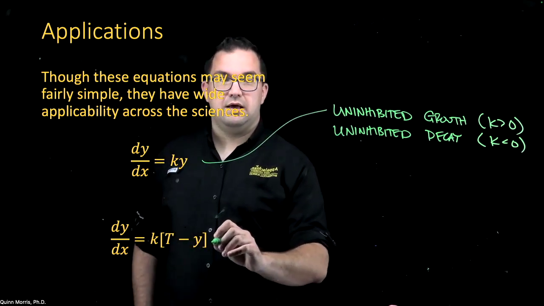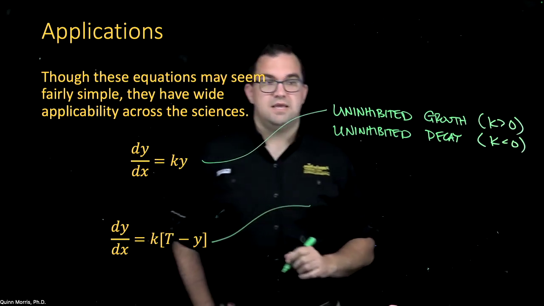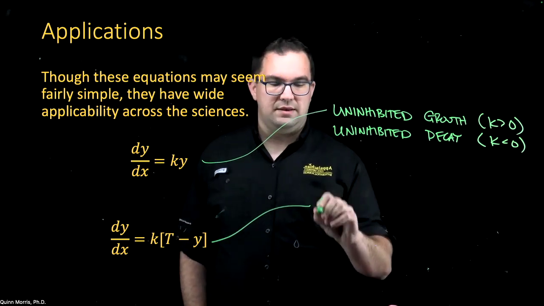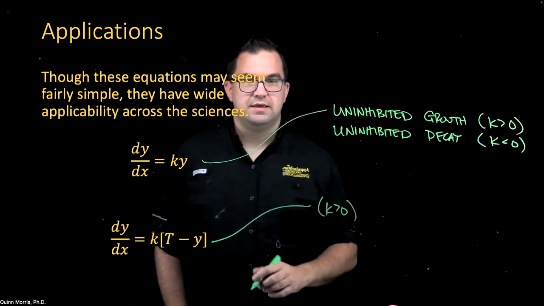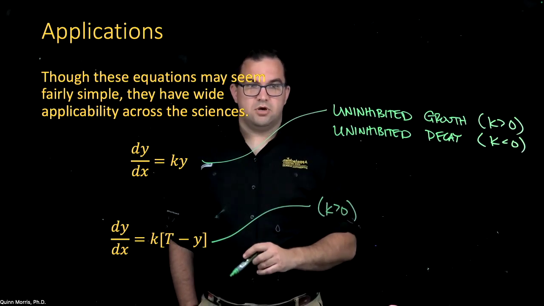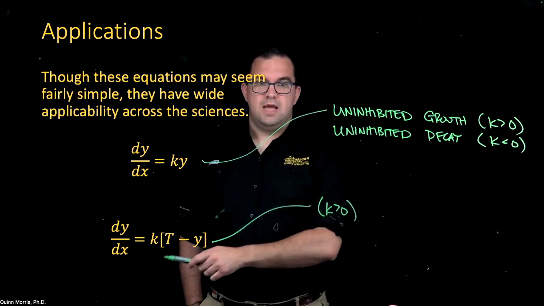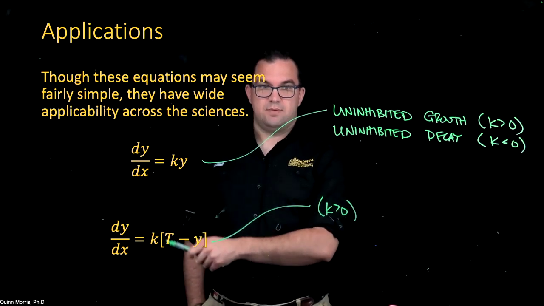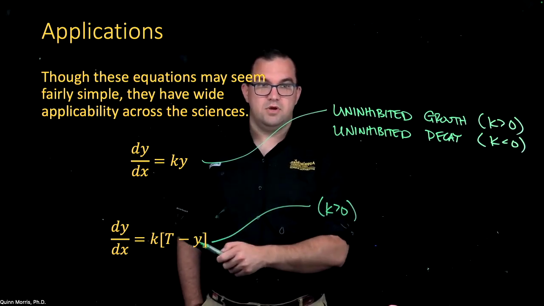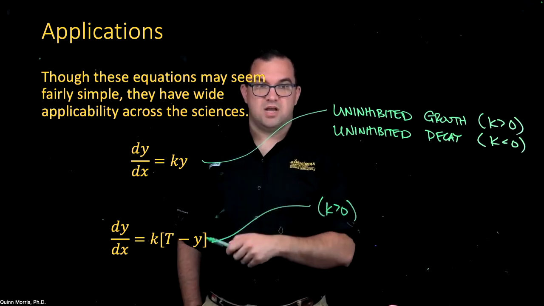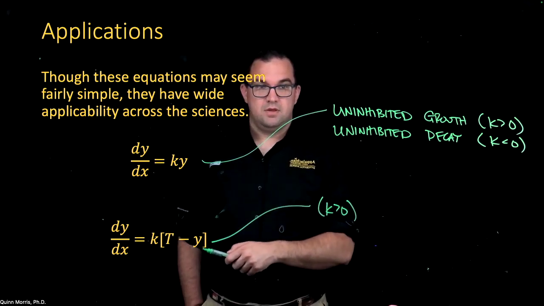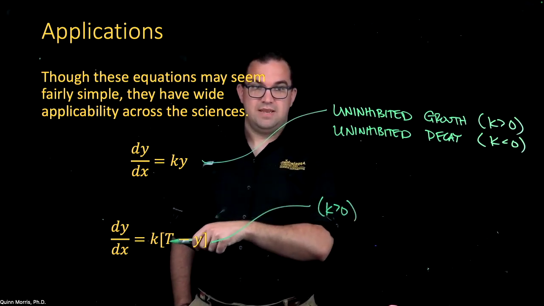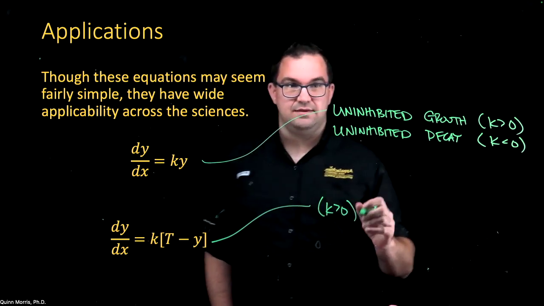Now, you can also get these inhibited growth and decay cases. So imagine here for a second that K is positive. If K is positive and Y starts out above this constant value T, where I'm imagining this capital T is some constant value, then this will be negative, this is positive, so Y will decay, and my derivative will be negative, and it will decay down to T.